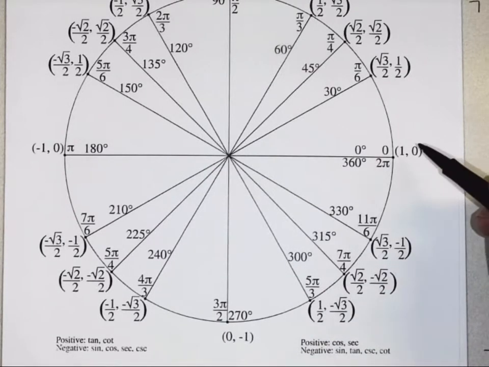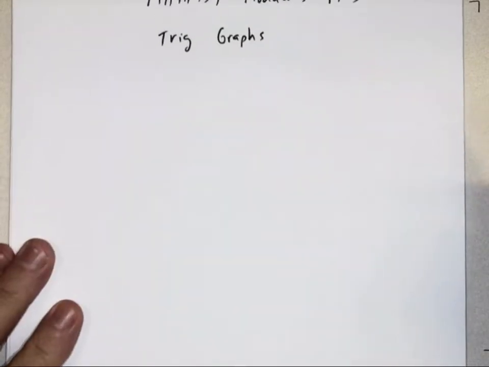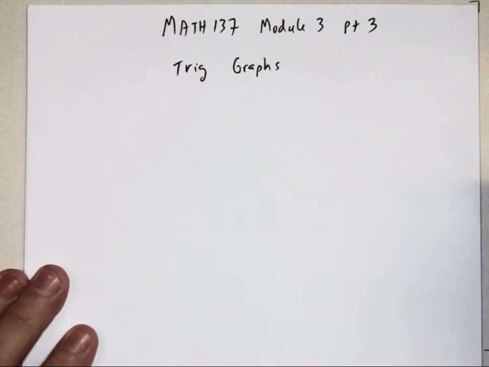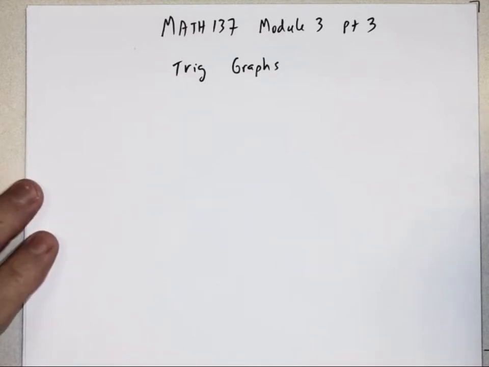So now, by using the circle, we're going to do something different. These are called trig graphs, and here's what we're going to do. I'm going to first make a table and put some numbers inside this table, and then once I have the table, we're going to create another graph. Not a graph like the unit circle, but a different kind of graph. So here's what I want to do.